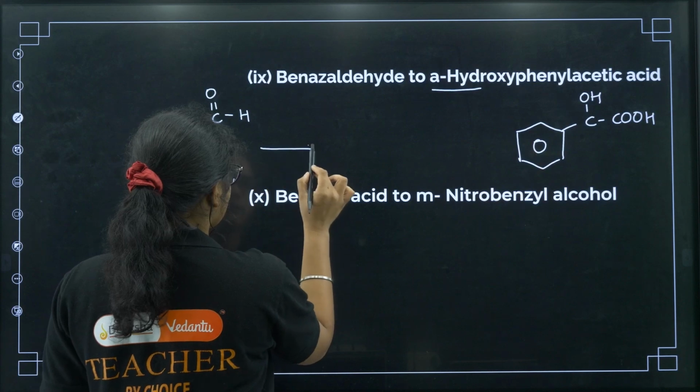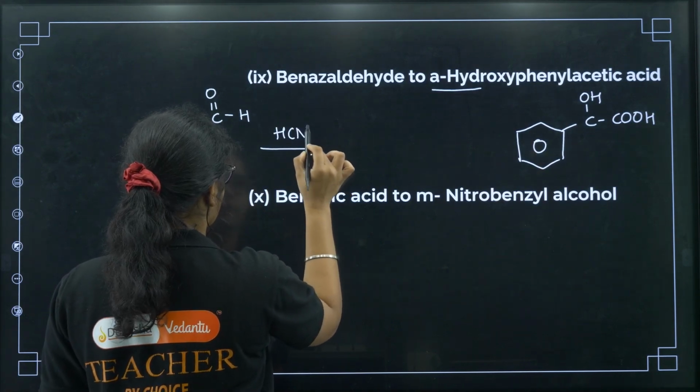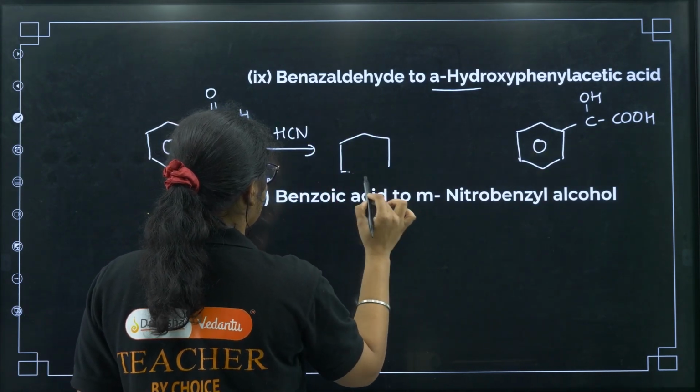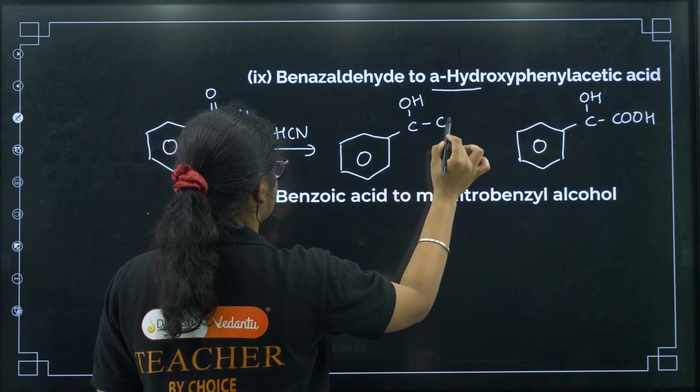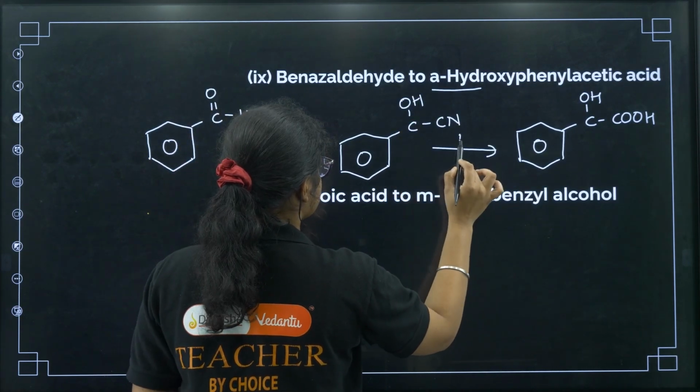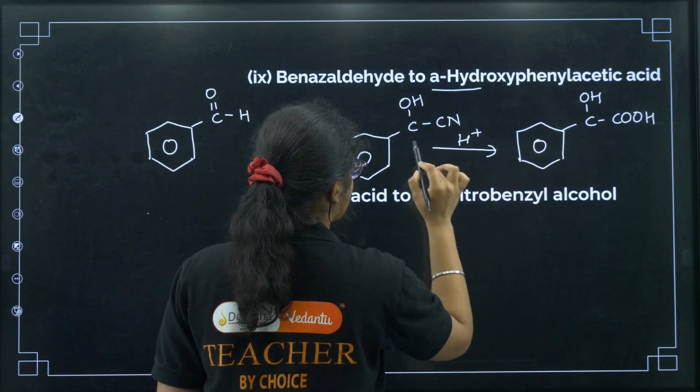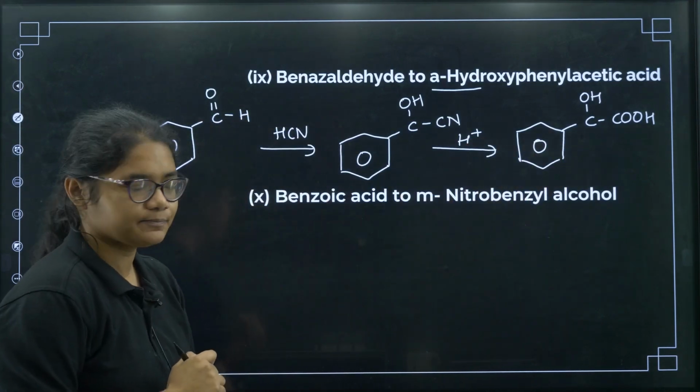Now what we can do is simply treat it with HCN here. Once you treat this one, you get OH and CN here, right? After this, just use H plus and this CN will get converted to COOH.